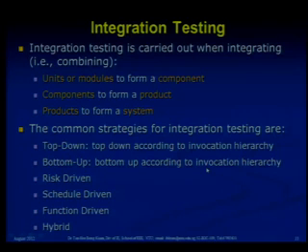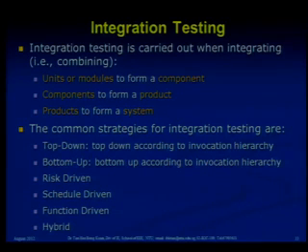Top down, the first one. That means you test the top one first. Let's say function A calls function B, following the invocation hierarchy. Invocation means calling structure. If function A calls function B, function A is at the top. That means you test function A first. That is top down, according to the calling structure, going down.